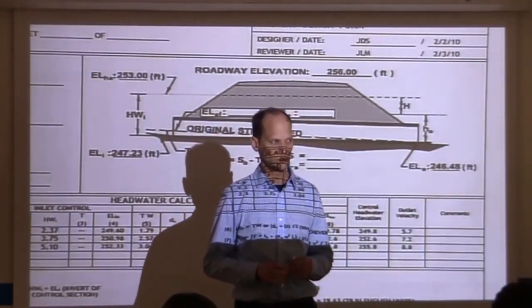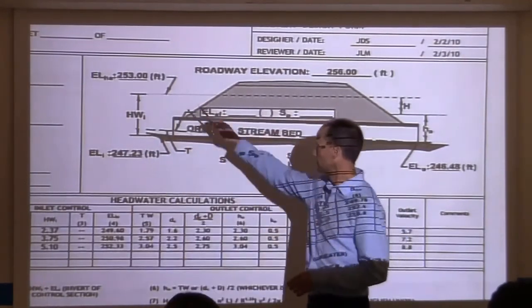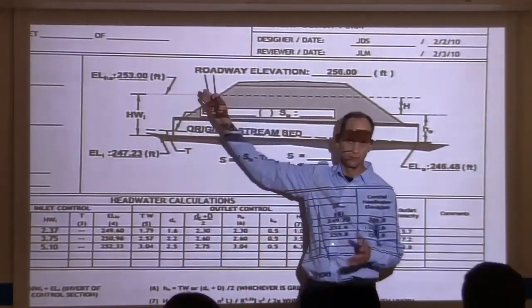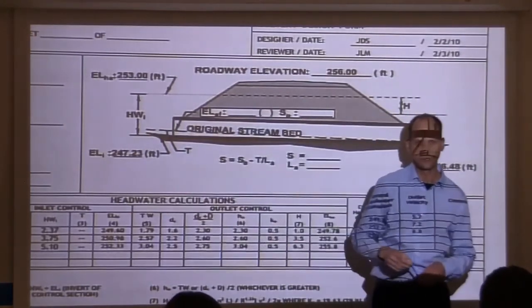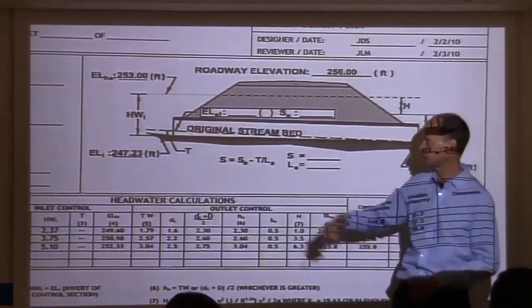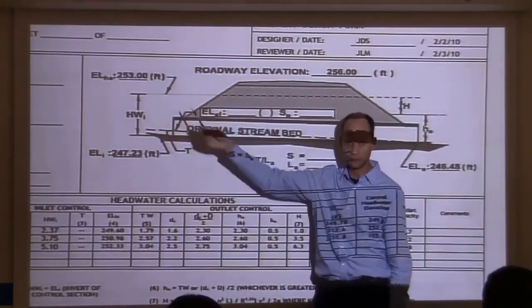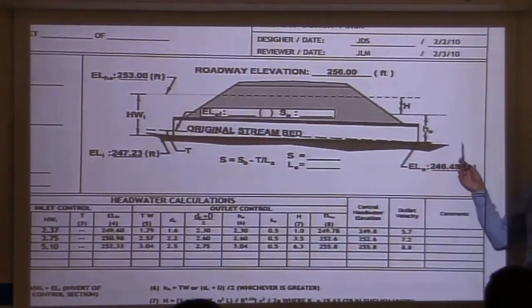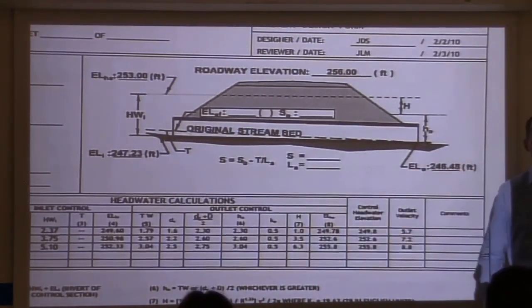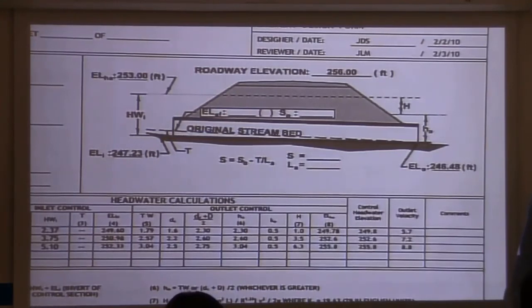What are we neglecting when we do this? Velocity head, right? In this case, we've neglected velocity head. We assumed it's close to zero up here, and we also kind of neglected it down here, which is not quite right. But it's an estimate, right? This is what they did back in the day.